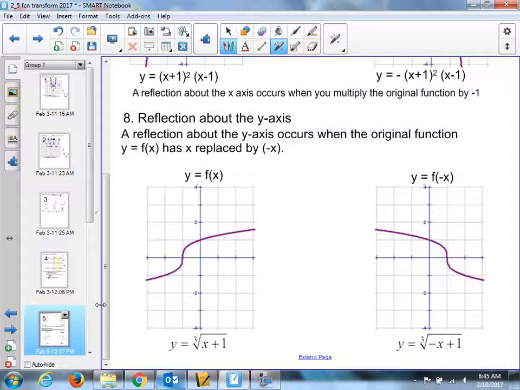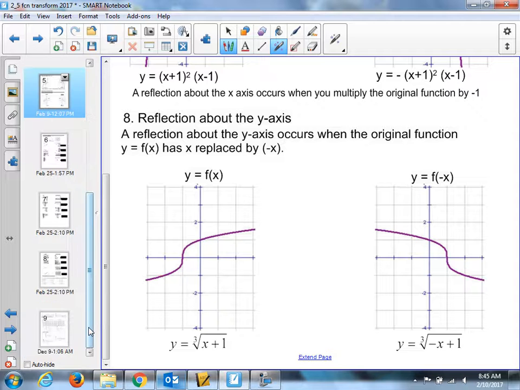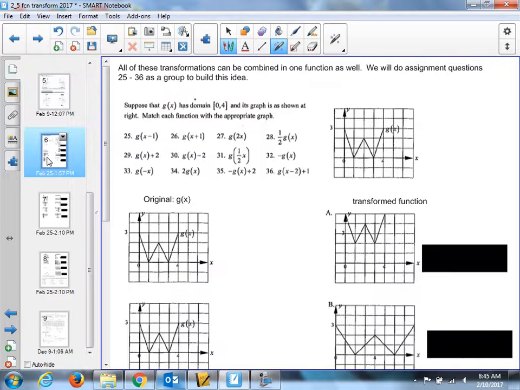There's an example specific. Okay, where am I now? All these changes. Well, let's just play around with some of these things here. On the left, I have the originals. All of these transformations combined into one function as well. We'll do these questions as a group here, the first few. We'll see what we need to know after that.